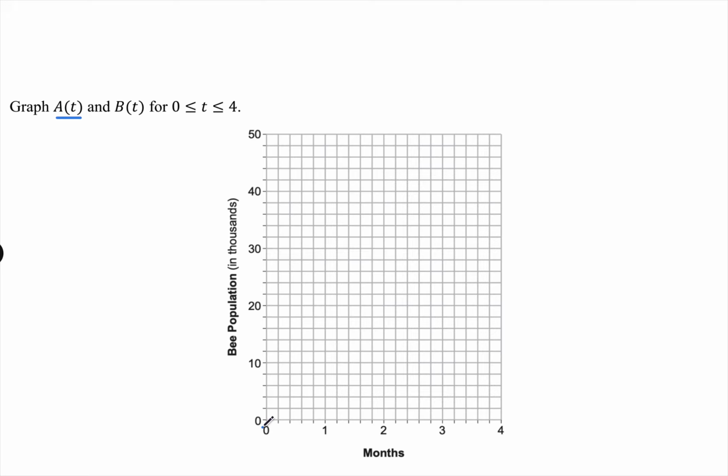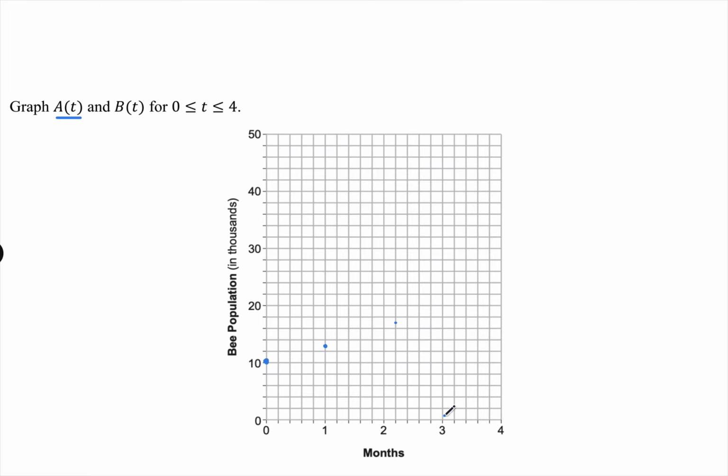Where did I start? I started at 0 months, I was at 10,000 Bs. At 1 month, I'm at 12,840 Bs. So 12,840 is going to be kind of like right here. It doesn't have to be perfect. At 2 months, 16,487. So it's going to be like 12, 14, 16, let's say right here.